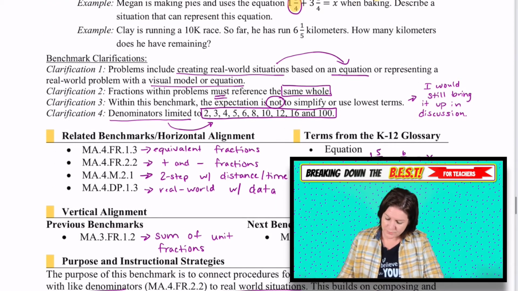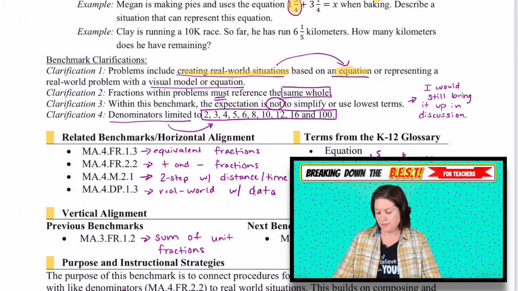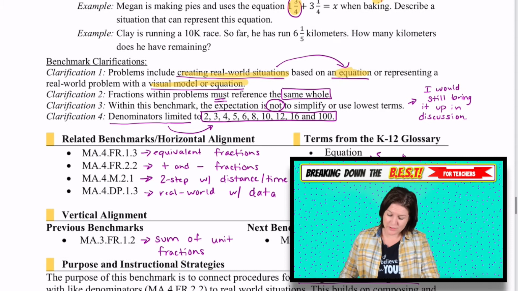Okay, let's take a look at the clarifications. It says problems include creating real-world situations based on an equation, meaning we show them an equation and they are able to create situations that match the equation. We need lots. Give me all the visual models and equations with this, right?